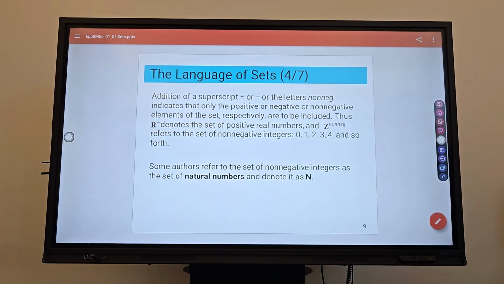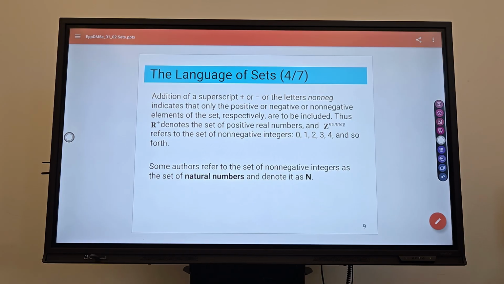Okay, let's see here. The addition of a superscript or a subscript, a superscript of plus or minus, or the letters non-negative indicate that only the positive or the negative or non-negative elements of the set are to be included. Thus, R plus denotes the set of positive real numbers, and Z non-negative refers to the set of non-negative integers, 0, 1, 2, 3, 4, and so forth.